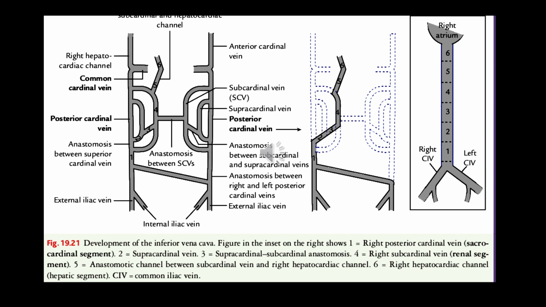Then with the disappearance of most of the veins on the left side, the final figure we have got is the sacrocardinal segment, number 1, and number 2 is the subcardinal, supracardinal anastomosis, and the right subcardinal vein and the right hepatocardiac channels. So together we have got this inferior vena cava developing from the various sources.